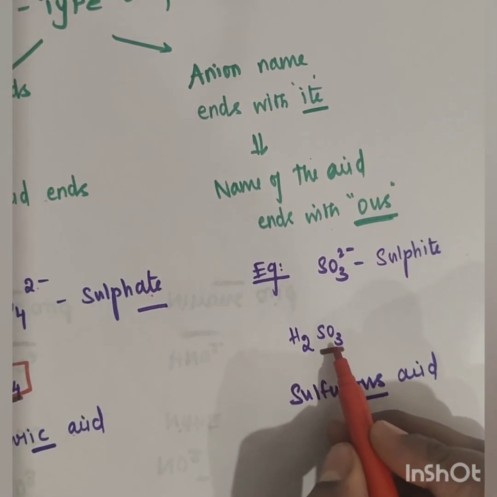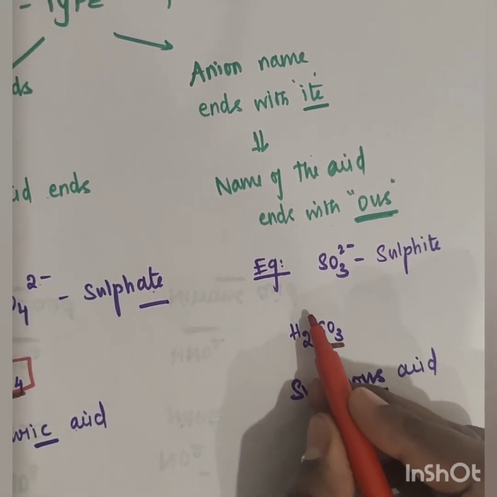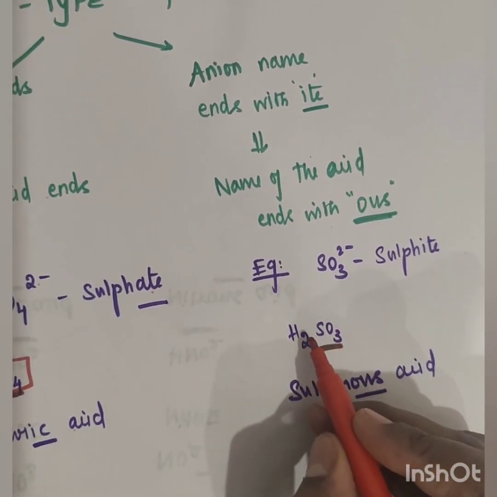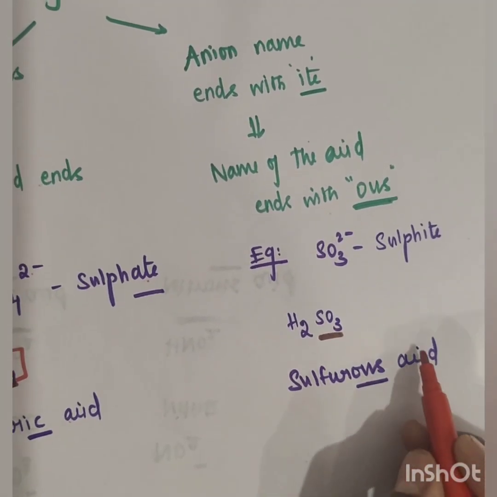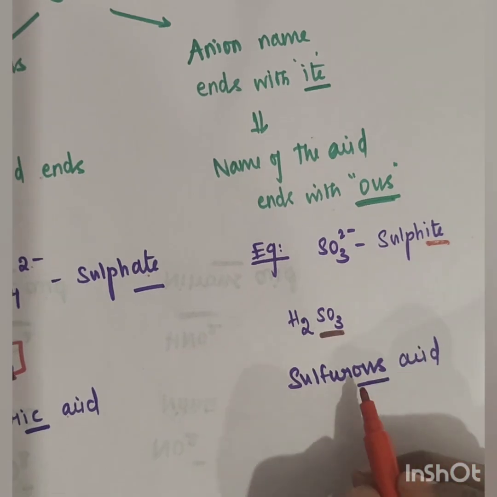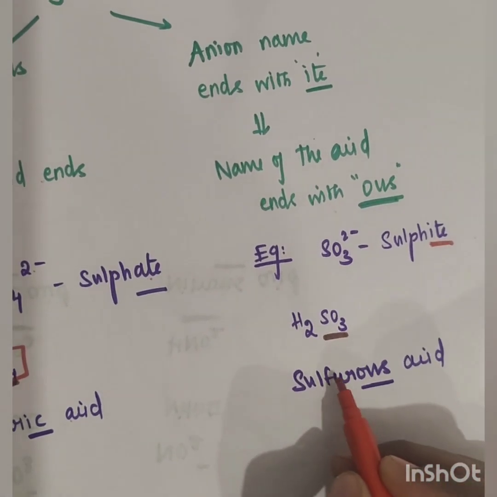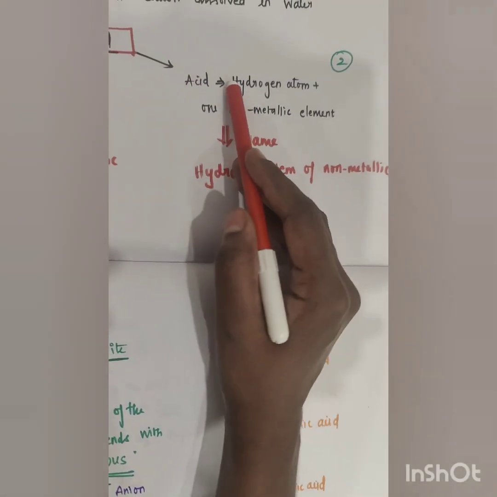So H2SO3, I already said the name is derived from the polyatomic group. So the name is called sulfurous acid. So ITE is turned into OUS. So, sulfurous acid.